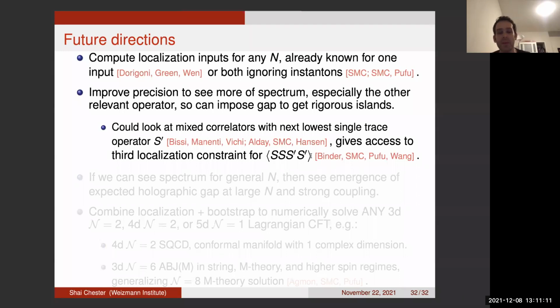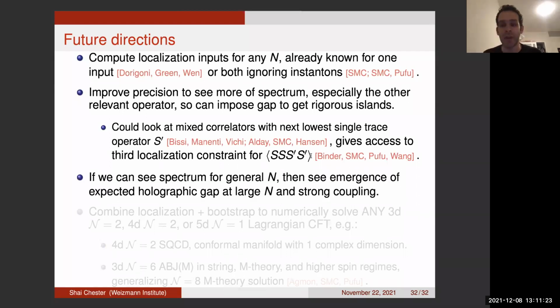And so the hope is that by looking at this mixed correlator system, we will be able to get the second lowest operator precisely enough such that it will be below 4, and then we can get islands. So that's the main big goal at this moment. But once we can do that, then of course we would like to do it for general values of n, and then we could see all kinds of interesting physics.